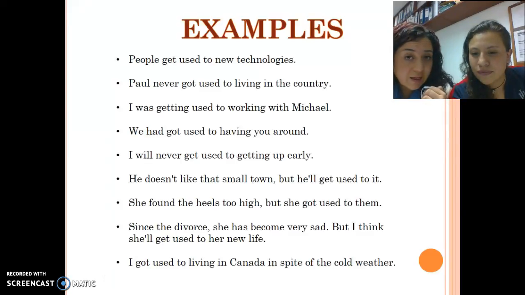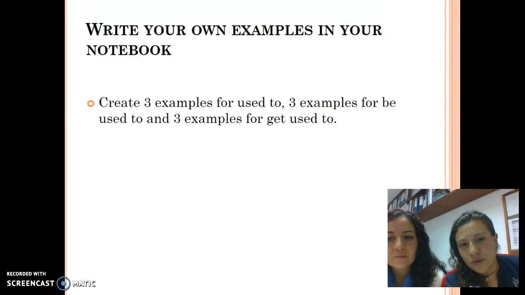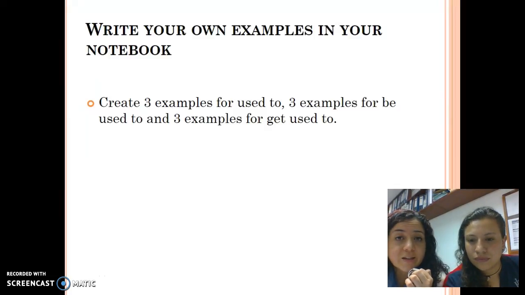Okay, so as you can see in the examples, you can also use get used to in different tenses. So it's time for you to write your own examples in your notebook. Okay, remember, create 3 examples for used to, 3 examples for be used to, and 3 examples for get used to. And don't forget to do the activity below.